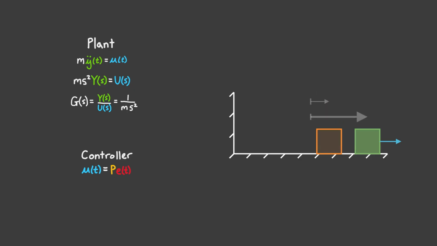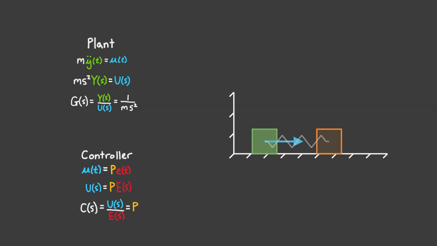Intuitively, this feels like it should work because this control law is analogous to a spring force. After all, if y is greater than r, then the error will be negative, and the force will push it back to the left. Likewise, if y is less than r, then E will be positive and the force will push it forward to the right. Well, let's try it out. Laplace transforming, we get U of s is equal to P times E of s.